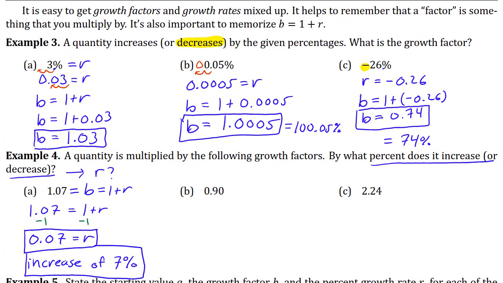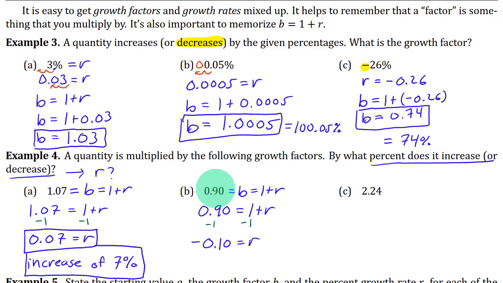Okay, so now with 0.90, we're saying that's equal to B. So if you want to get R, then we're saying 0.90 should be 1 plus R. Subtract 1 from both sides. And 0.9 minus 1 is going to end up being negative 0.10. So that as a percent is negative 10%.